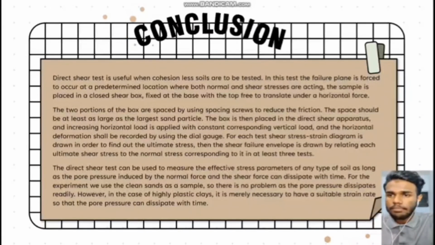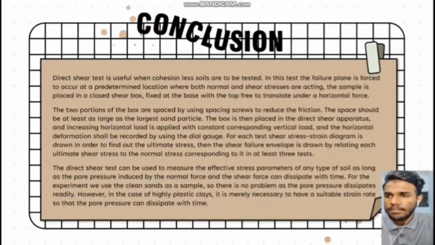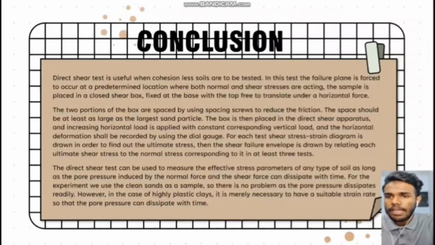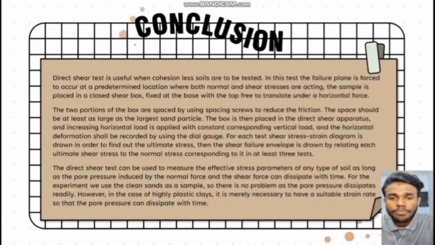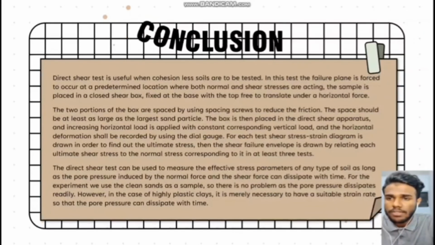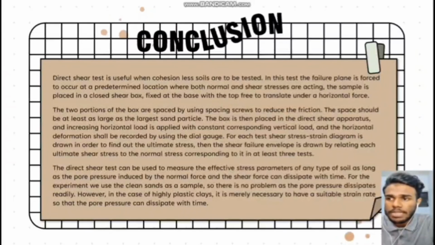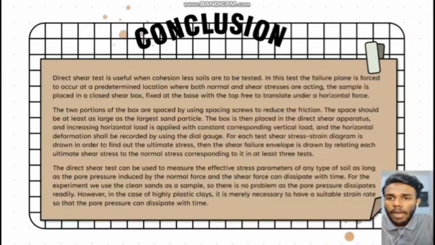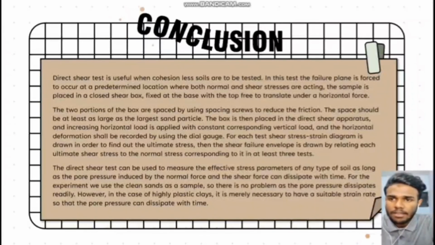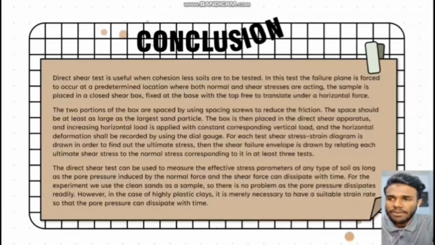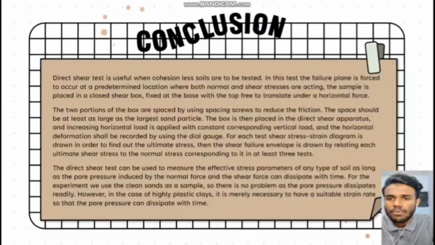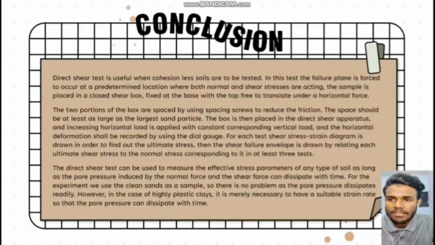The direct shear test can be used to measure the effective stress parameters of any type of soil as long as the pore pressure induced by the normal force and the shear force can be dissipated with time. For the experiment, we use clean sand as a sample, so there's no problem as the pore pressure dissipates readily. However, in the case of highly plastic clays, it is necessary to have a suitable strain rate so that the pore pressure can dissipate with time.